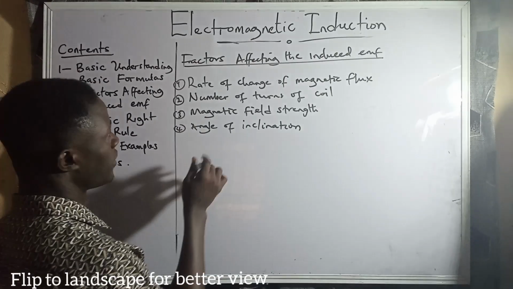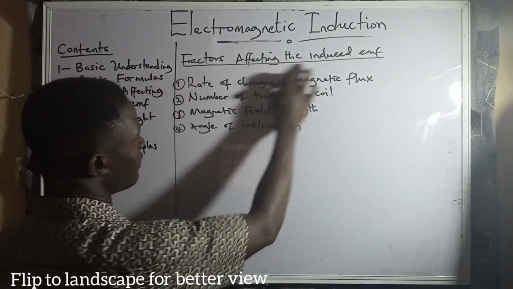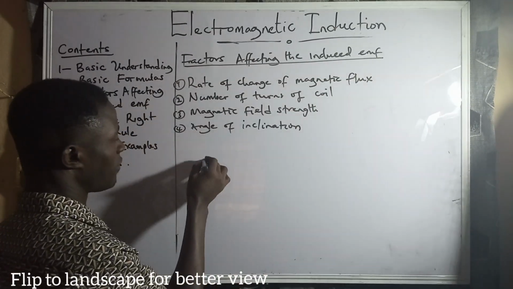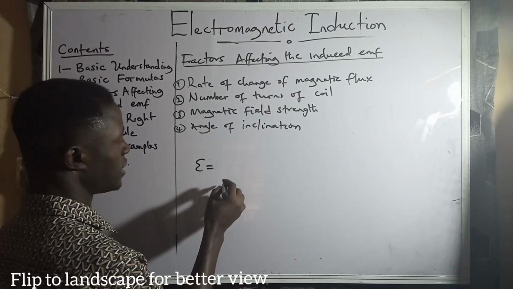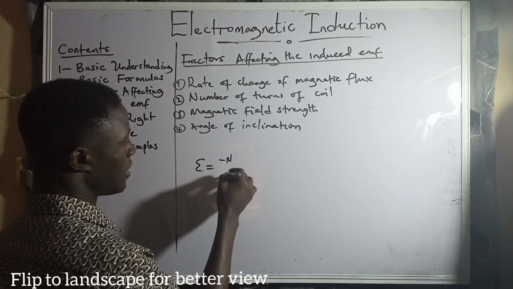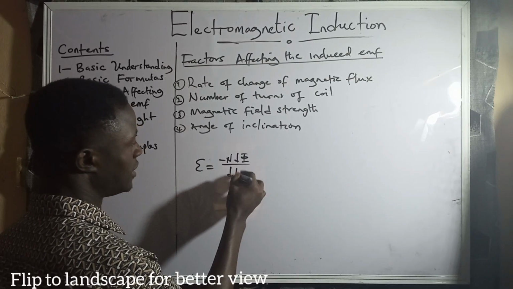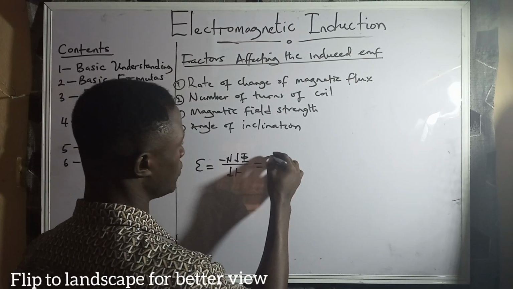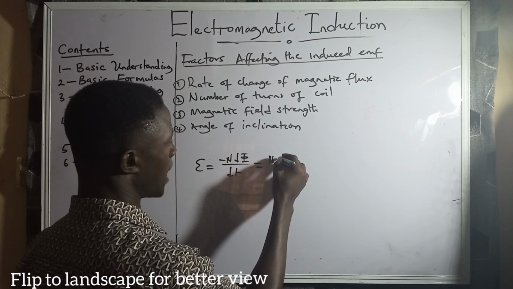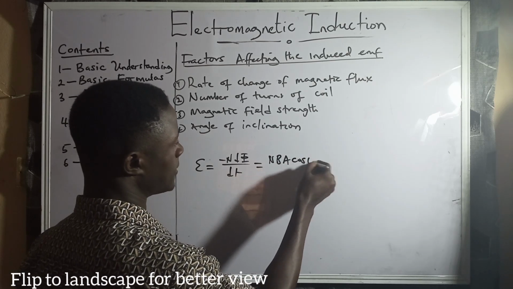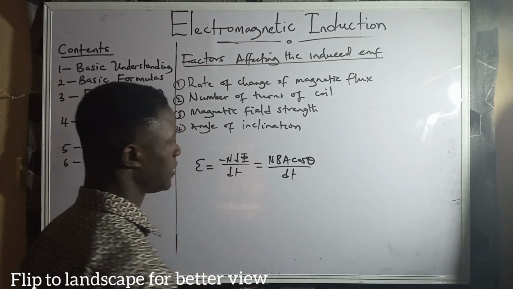Now remember what we wrote is factors affecting the induced EMF. What was the formula of induced EMF the other time? We said induced EMF is N dΦ over dt, which is also equal to N B A cos theta over dt.